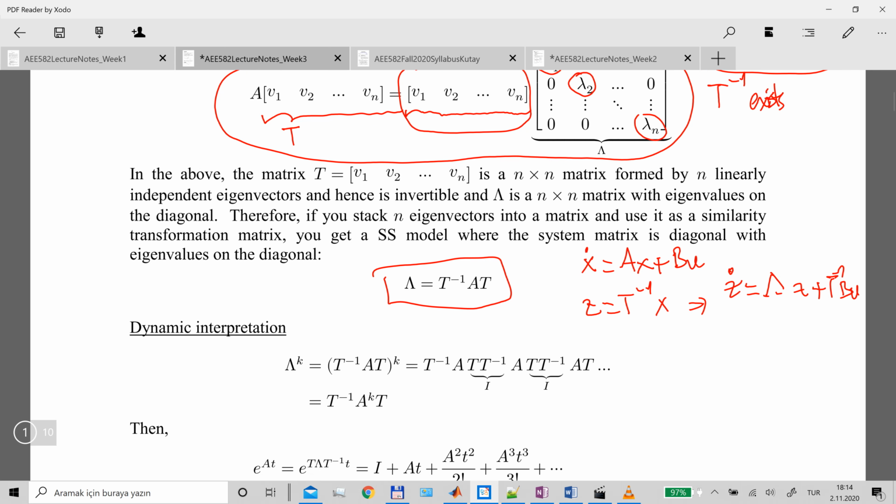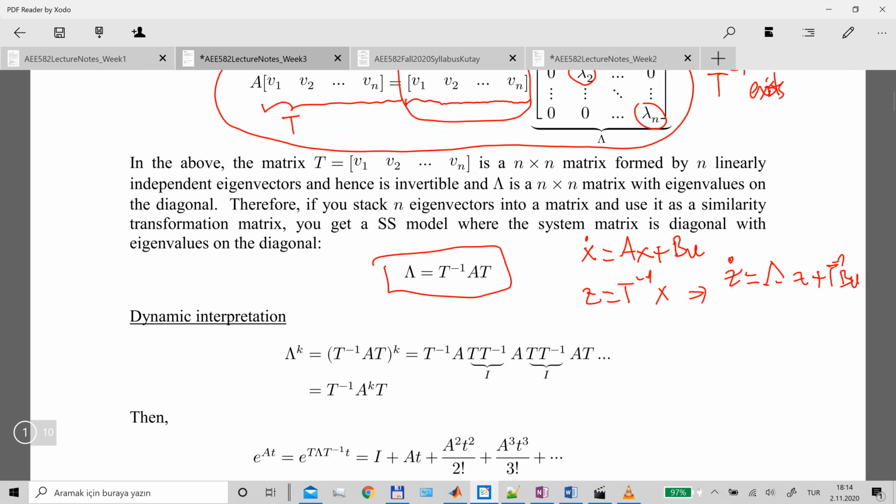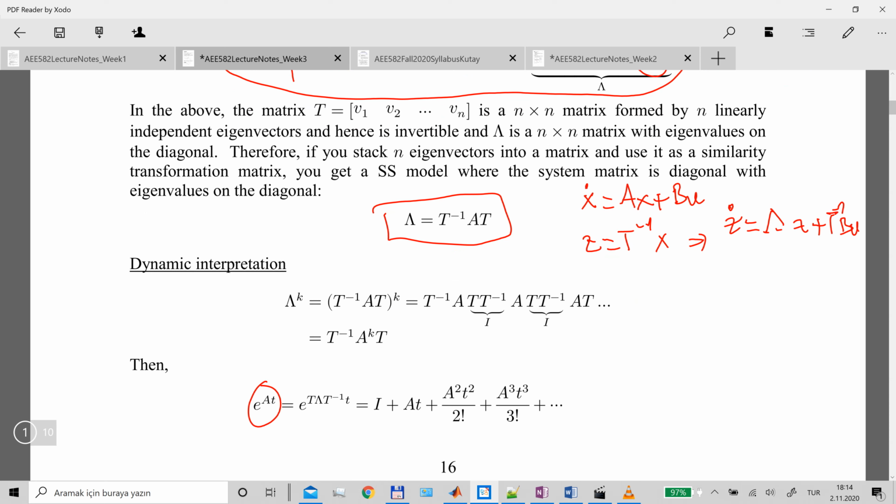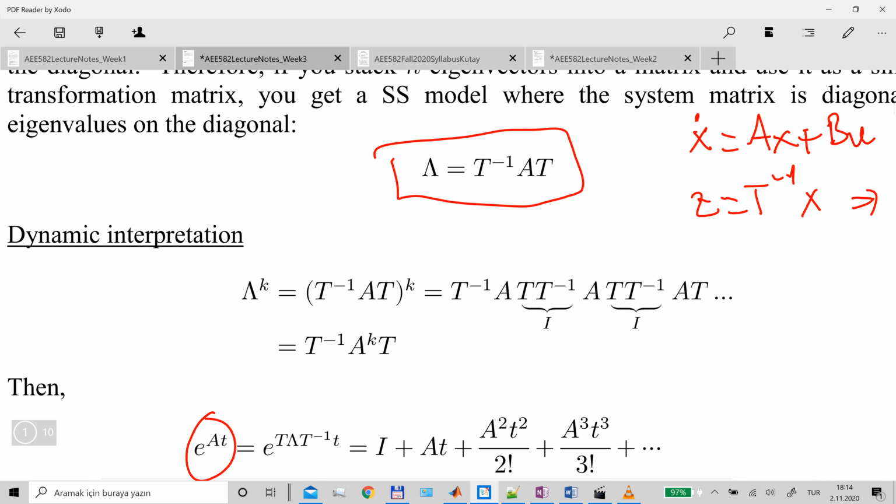Now, you need to calculate this matrix exponential, right? But instead of A, you can use the transformed system matrix lambda, and when you take the kth power of lambda, as you can see here, you will have these matrix cancellations, and in the end, the kth power of lambda will be equal to T inverse times the kth power of A times the matrix T.